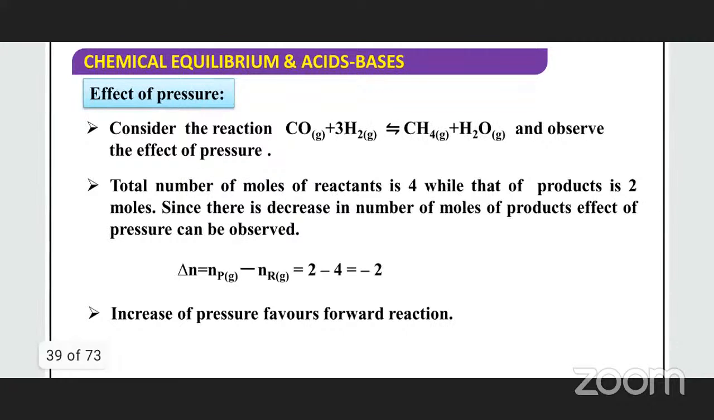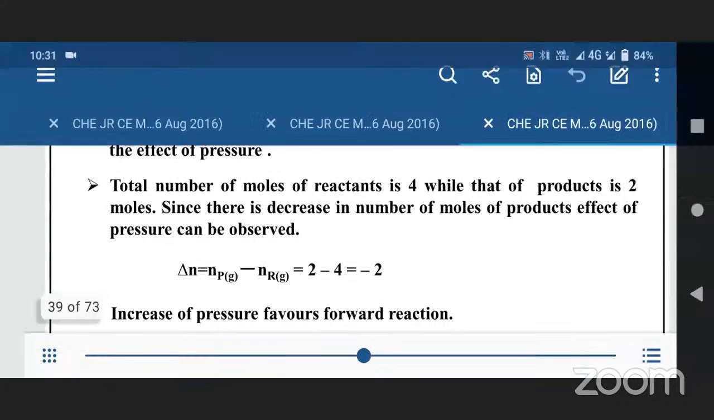Okay, students, listen carefully. This is the important principle. Delta n is equal to the number of moles of product minus the number of moles of reactant. Here, the number of moles of product is 2 minus the number of moles of reactant, 4. 2 minus 4 equals minus 2. Increase of pressure favors the forward reaction.